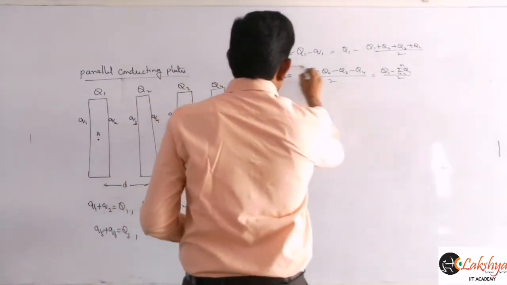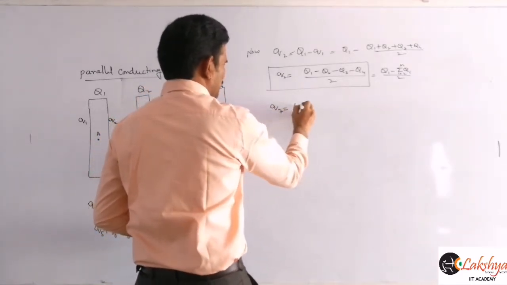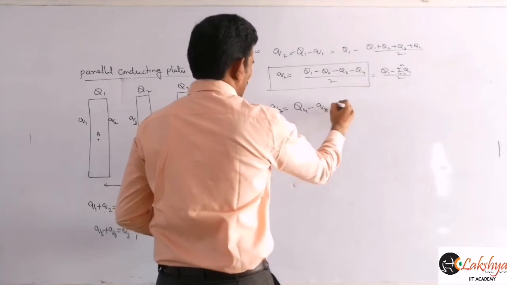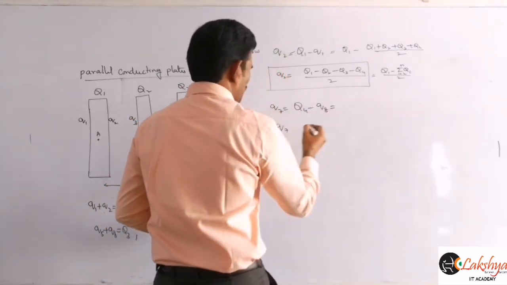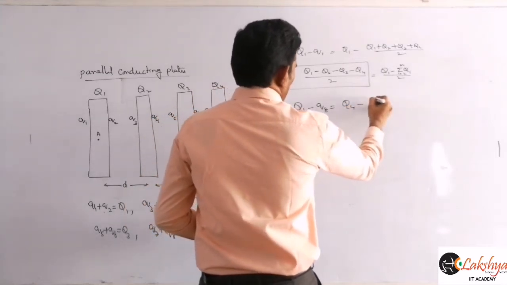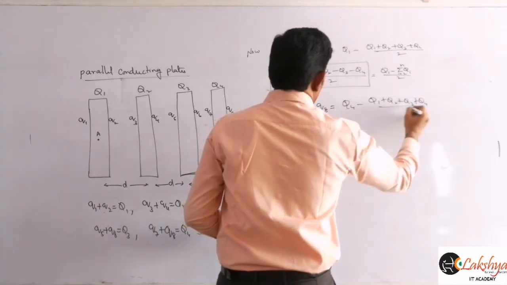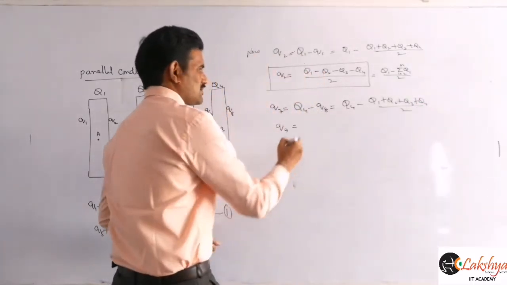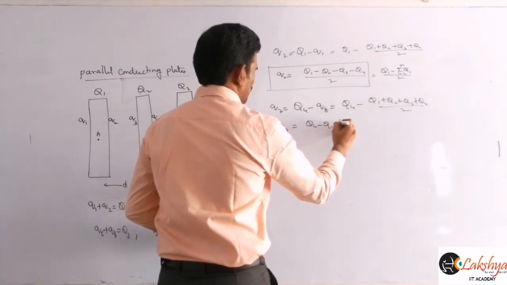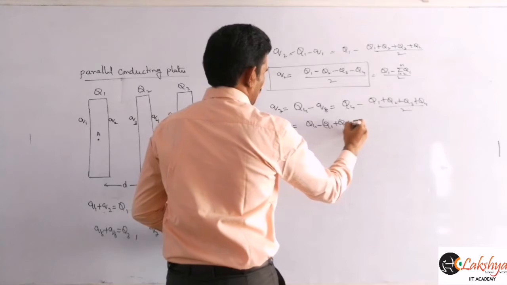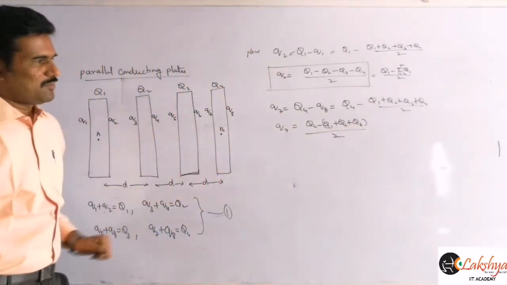So then this is the Q2 expression. Now similarly, this Q7 you can write as Q4 minus Q8. By substituting, it is Q4 minus (Q1 plus Q2 plus Q3 plus Q4) by 2. Therefore, I can write this as Q4 minus Q1 minus Q2 or minus of (Q2 plus Q3) by 2. That means Q4 minus the charges on the remaining plates, we need to write there.